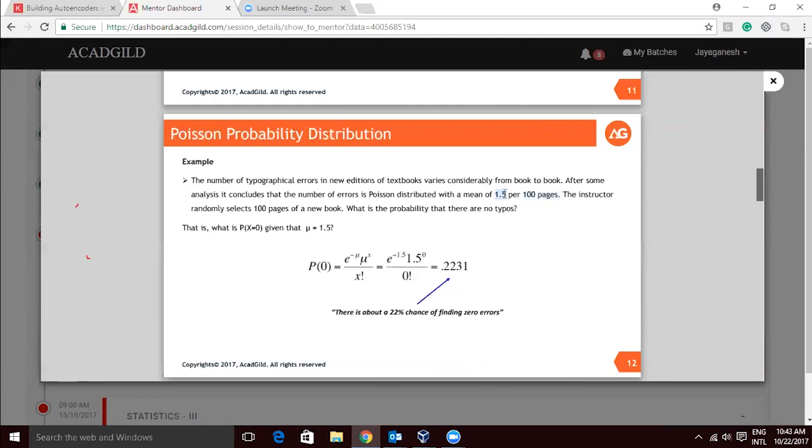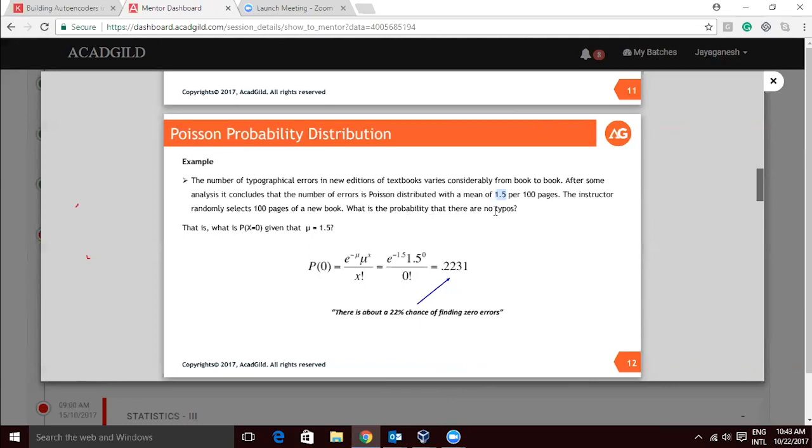Now the question. The instructor randomly selects 100 pages of a new book, not from my sample but like my sample. What is the probability that there are no typo errors? So I have the distribution variables, and the question is: if I randomly select a textbook and go through 100 pages, what is the probability that the typo count is 0?